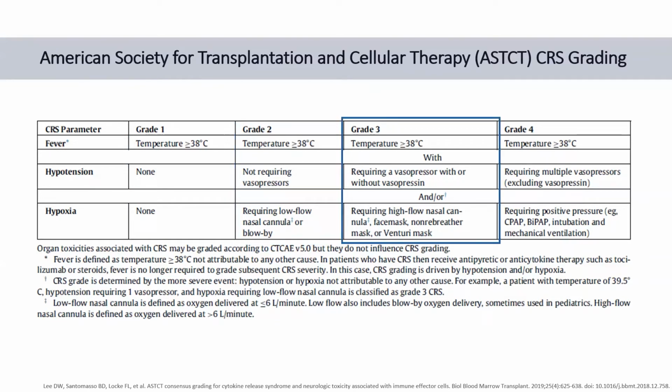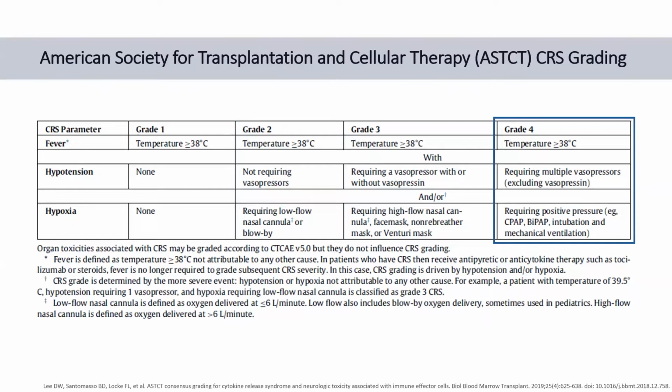CRS. In grade 3 CRS, the patient has fever with hypotension, now requiring pressors, and or high flow oxygen requiring more than 6 liters. And then in grade 4 CRS, the patient has a fever with hypotension requiring multiple pressors and or positive pressures such as BiPAP or mechanical ventilation. If a patient has multiple CRS symptoms, then the CRS is graded based on the grading of the most severe symptom.